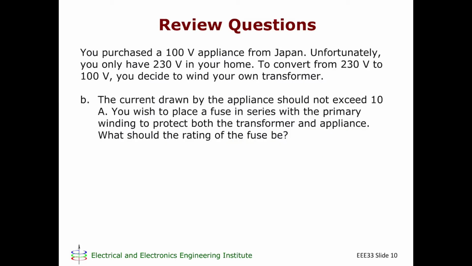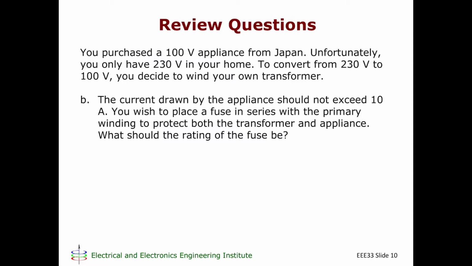Okay, second part of the question. The current drawn by the appliance should not exceed 10 amperes. You wish to place a fuse in series with the primary winding to protect both the transformer and appliance. So you're trying to protect both the transformer and appliance in case there is an overload. What should the rating of the fuse be?